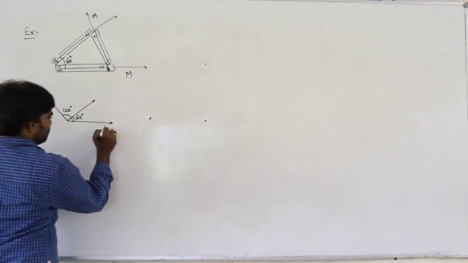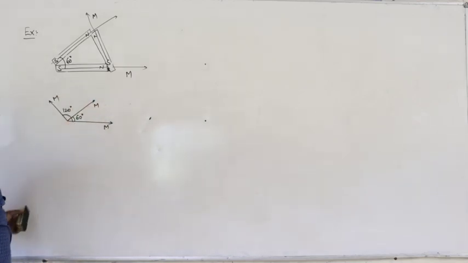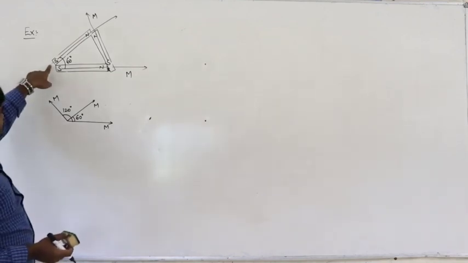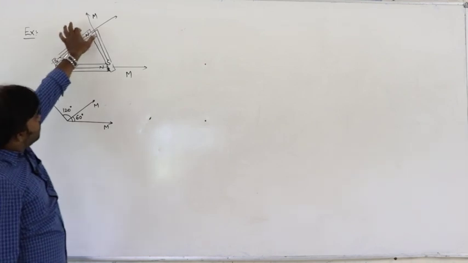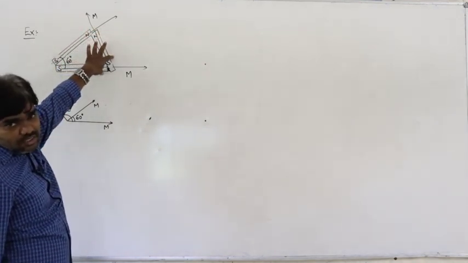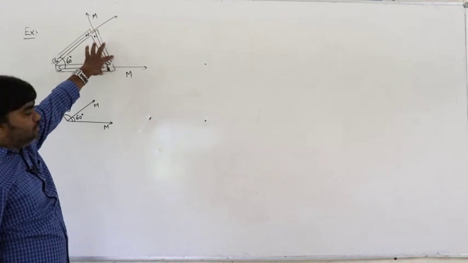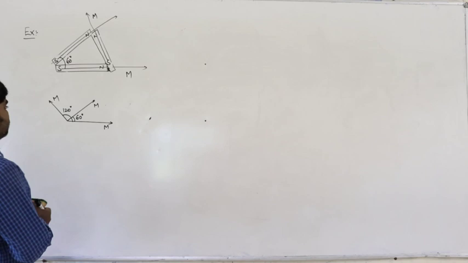So this is M, and this is M, and this is also M. Three magnets, with like poles touching each other here, here, and here. This condition is not possible. So here, what is the resultant magnetic moment?